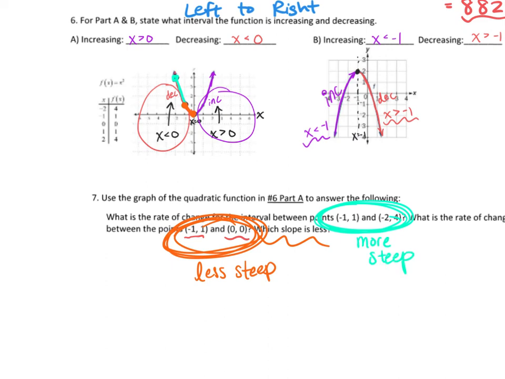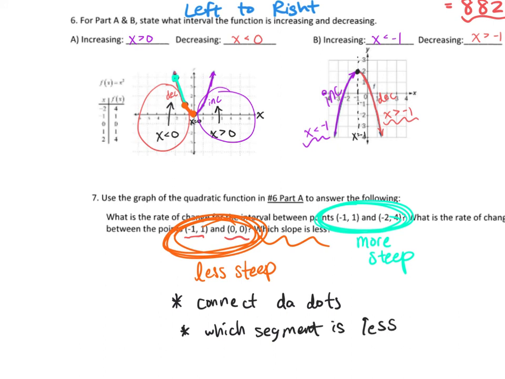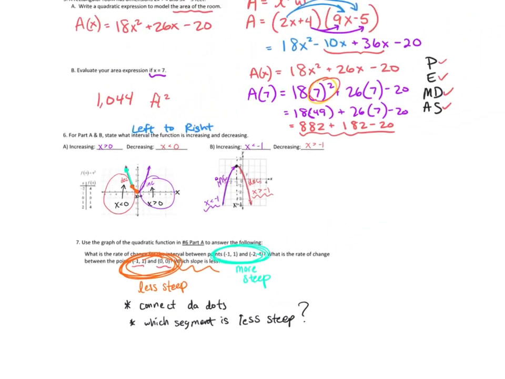So which slope is less? Well, the orange one. That's all you had to do for that. You just had to look at the average rate of change between those 2 points. Just connect the dots and see which segment is less steep. I'm going to write that here. Connect the dots. Which is less steep. All right, so that is the end of that page.